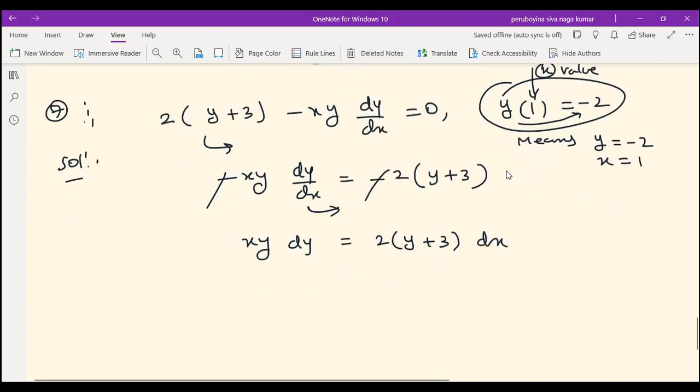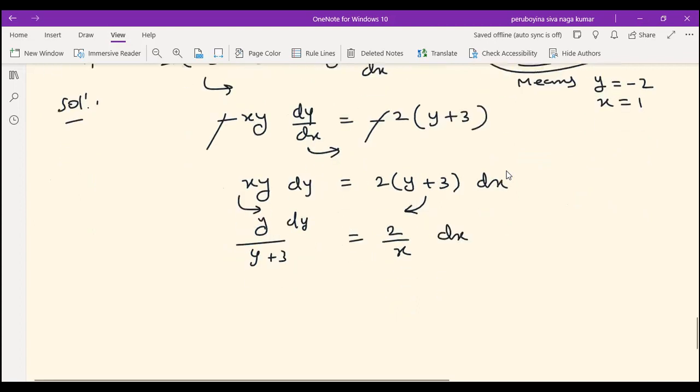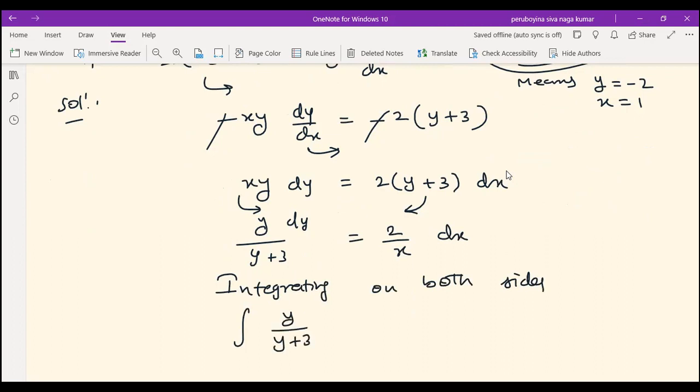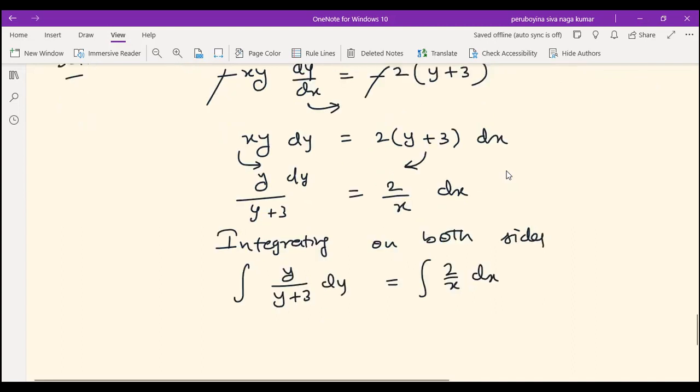Now we will separate the variables. Look at this, dy and dx are on either side of the equal sign. So y dy, and I am moving this y plus 3, so it will be in the denominator, is equal to, just move this x to the other side, so 2 divided by x dx. After that, write down integrating on both sides. So integral y divided by y plus 3 dy is equal to integral 2 divided by x dx.